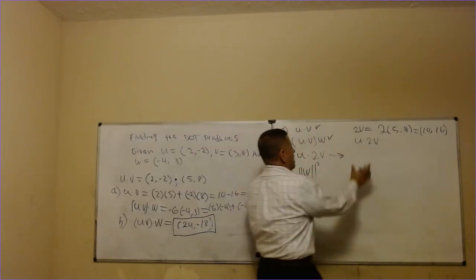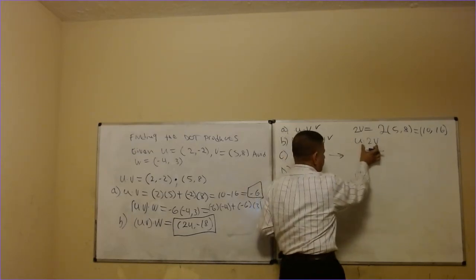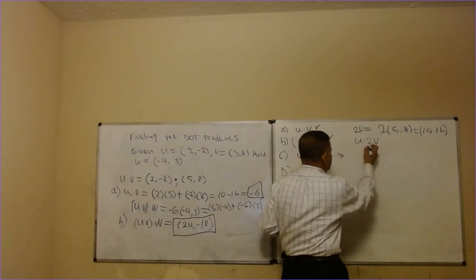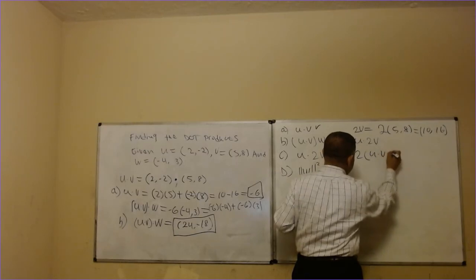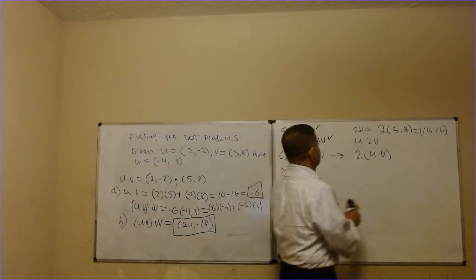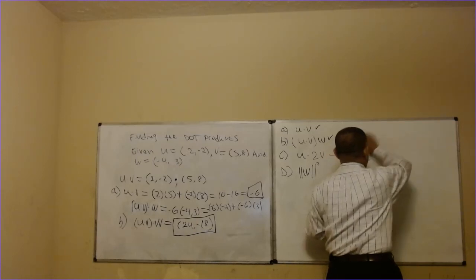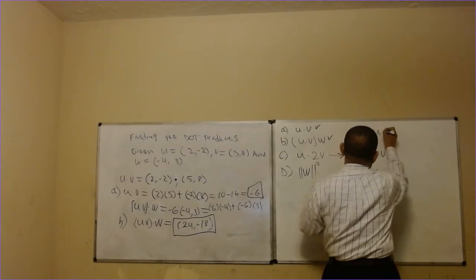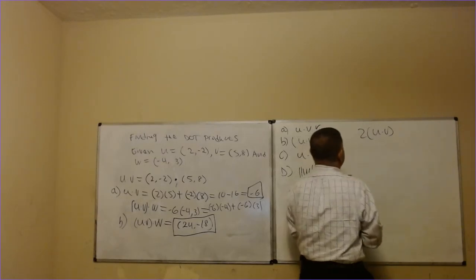Okay, so this is what happened. If I factor out V, let's say for example, right? Oh, factor out 2, right? What do I get? I get 2 times U dot V, right? Okay. So with that being said, so 2 U dot V, right? Okay, so let's do this.